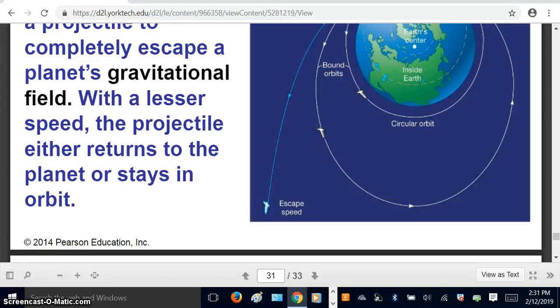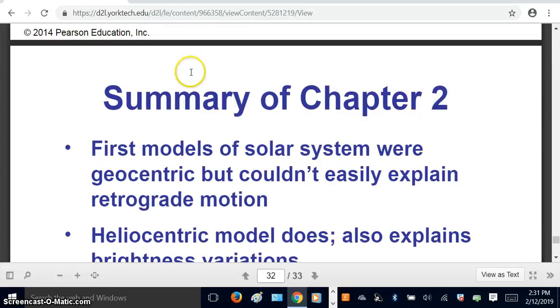All right, so that is it for Chapter 2. The rest of this is just what we just went over, the summary of it. All right, very good.